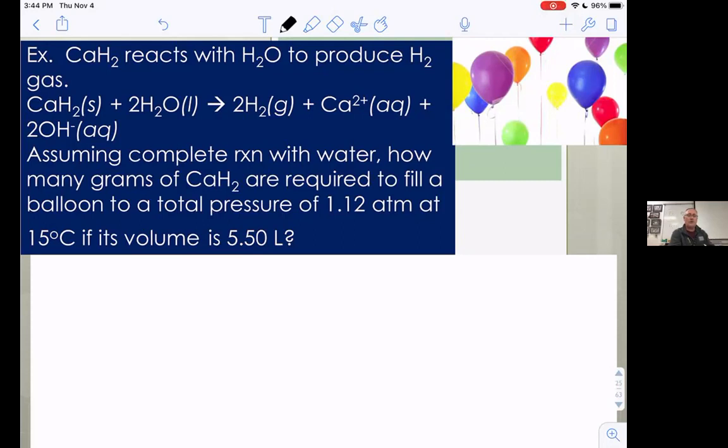Remember your R value is 0.08206. And I'll come back with the answer. Hit pause and give it a shot.